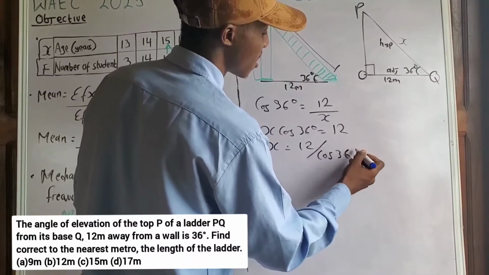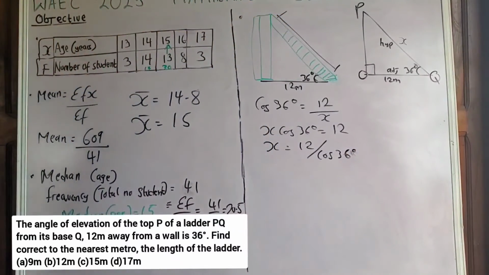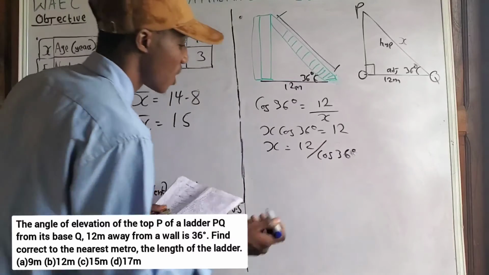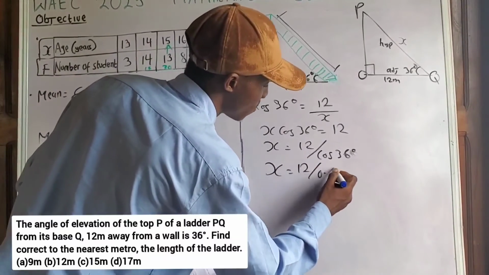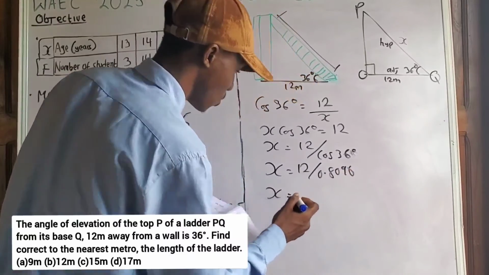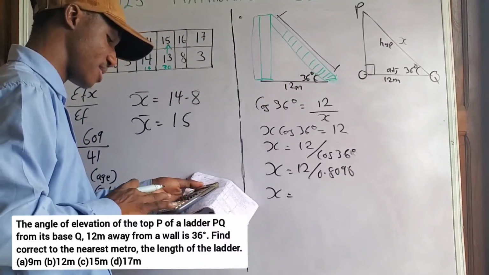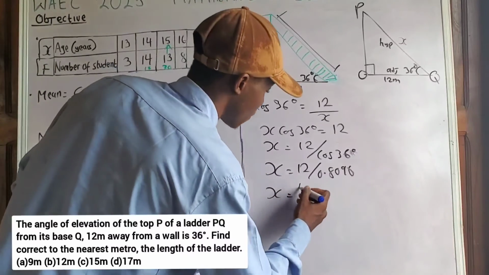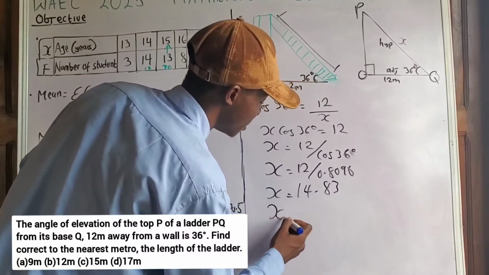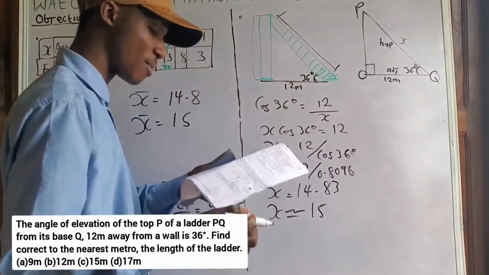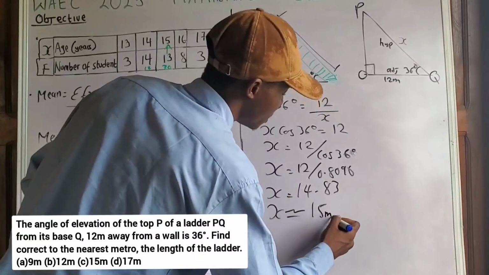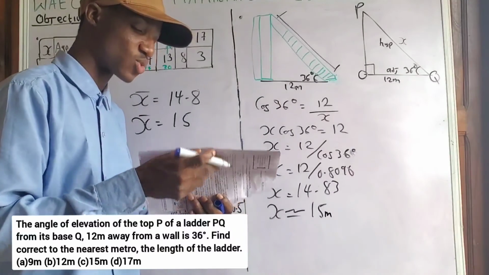Okay, cos 36 degrees is what? Let's check. Cos 36 degrees is 0.8090. So I'm going to have x equals 12 over 0.8090. So x equals 12 divided by 0.8090. That is 14.83. So x is approximately equal to 15, because we are told to find, correct to the nearest meter. So the length of the ladder is 15 meters. The correct option to that question is option C.